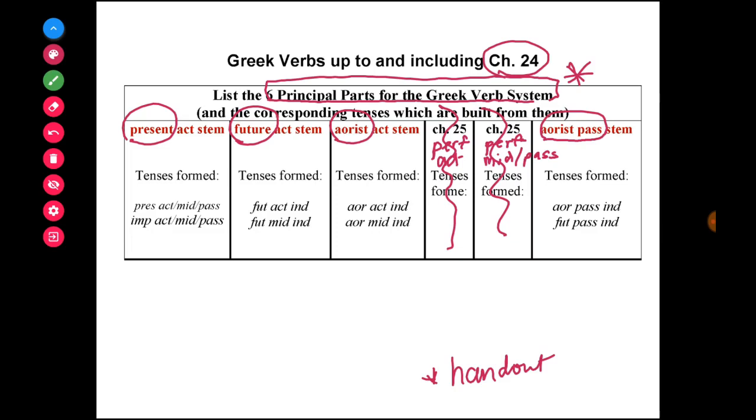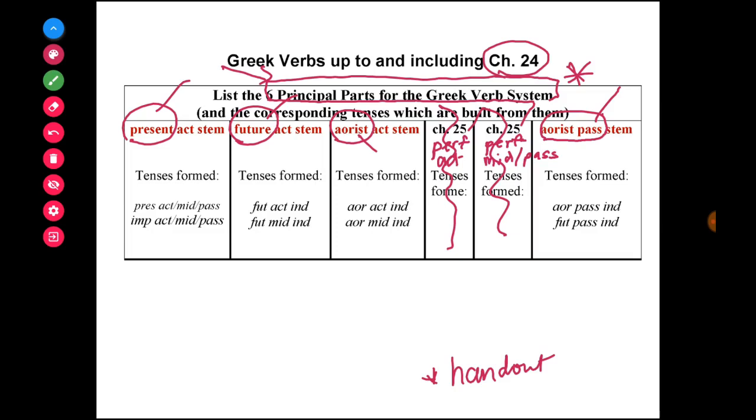And the idea of the 6 principal parts is, once you learn all 6 forms: the present active, the future active, the aorist active, eventually by the next module the perfect active and the perfect middle passive, and for this week the aorist passive forms. Once you learn these 6 forms, they are the basis for the entire Greek verb system.